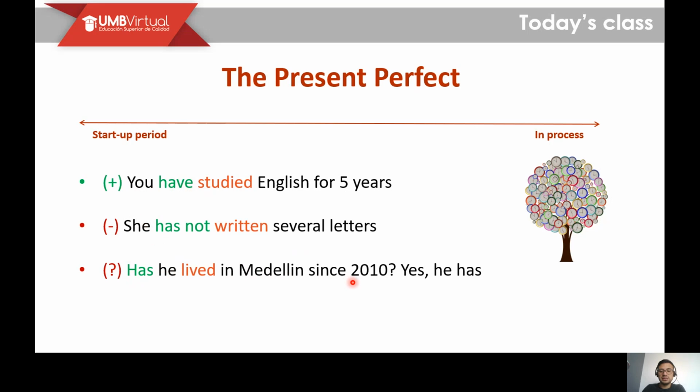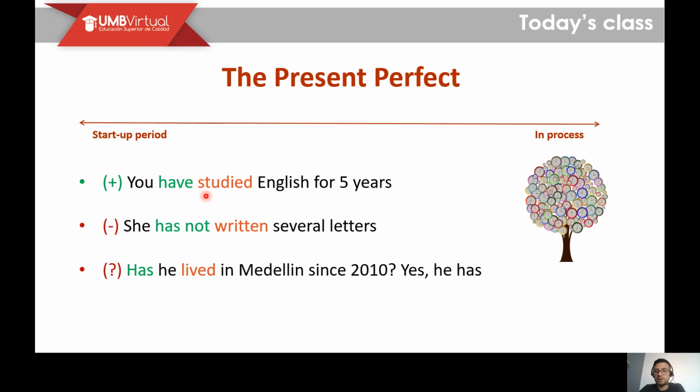Has he lived in Medellin since 2010? Yes, he has. We have the answer in here. You can add the question form, the WH question, at the beginning if you need it. Okay, so as I was telling you in the previous slide, for the present perfect you have to use the present form of the verb to have, according to the conjugation for the pronoun, plus the past participle, that is the third column of the list of verbs. Yeah, past participle of the verb.